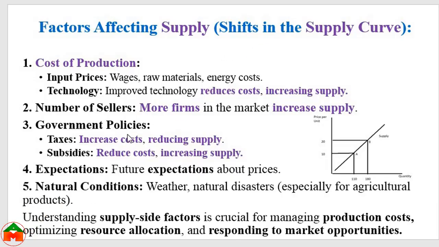The supply also depends on the expectation about the future price. If the producers expect that in future there will be an increased price, there will be an increased supply. Supply also depends on natural conditions, for example the weather and natural disasters. If there is a natural disaster, then there will be a scarcity in the input, so in that case there will be lower production, lower supply.